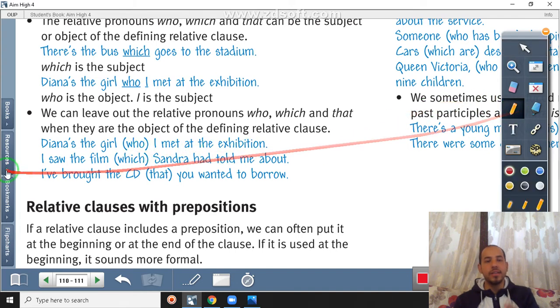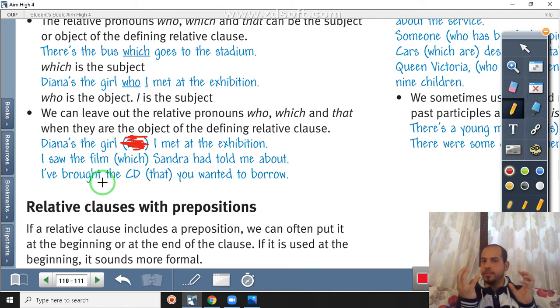For example, Dania is the girl who I met at the exhibition. Okay, I can read the sentence without using who, because who is in the place of the object. Dania is the girl I met at the exhibition. It's okay. The second one: I saw the film. I is the subject and the film is the object, which Sandra had told me about. I can say, I saw the film Sandra told me about.